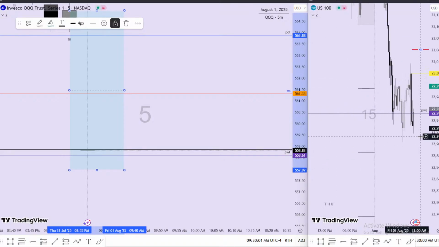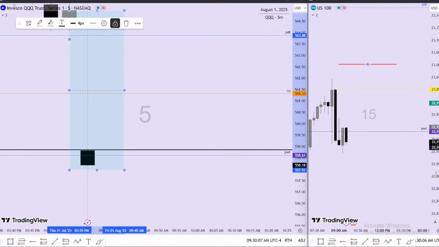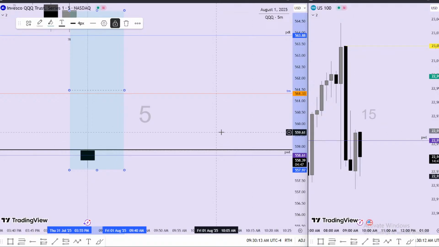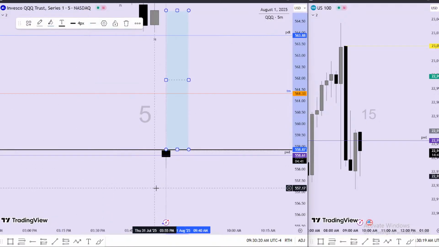On the electronic trading hours, we are gyrating around the previous week's low. We have opened above the previous week's low, so this is something to keep in mind. This is the first candle of the day. We are opening above the previous week's low.